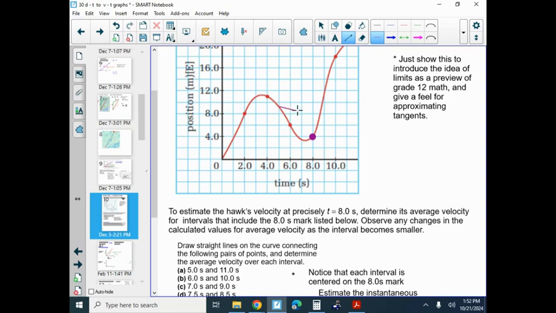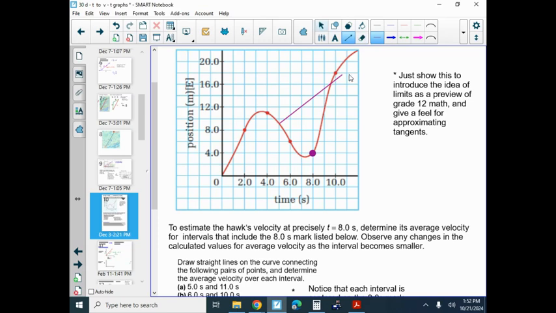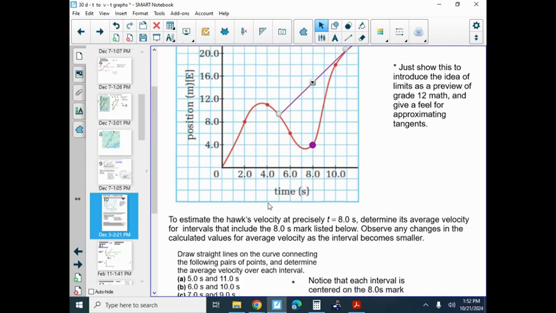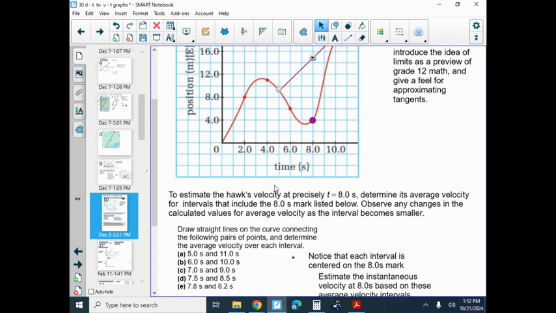What I want to do is look at the straight line paths, displacements, basically connecting 5 to 11 and so on. So the 5 to 11 time frame is from the 5 seconds, right there, to the 11, up here. Here we go, to the 11. So that's the displacement, and you can calculate the average velocity over that time interval based on that displacement we're seeing.